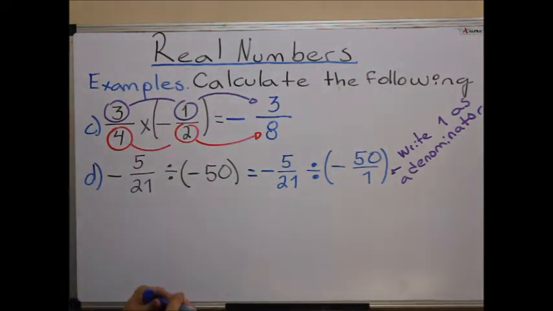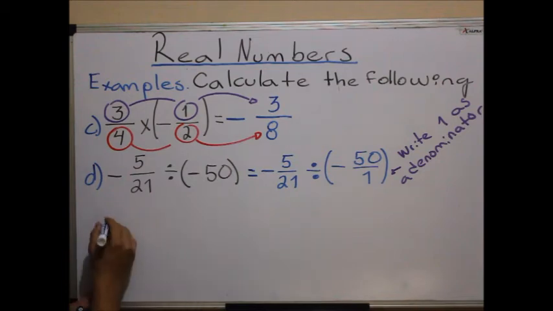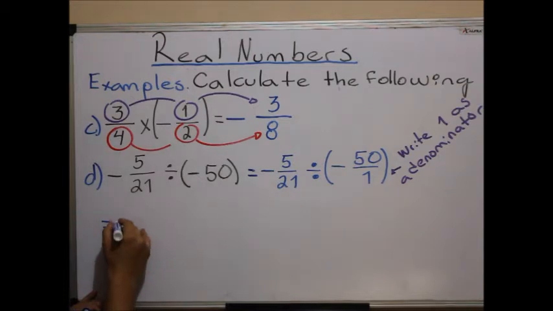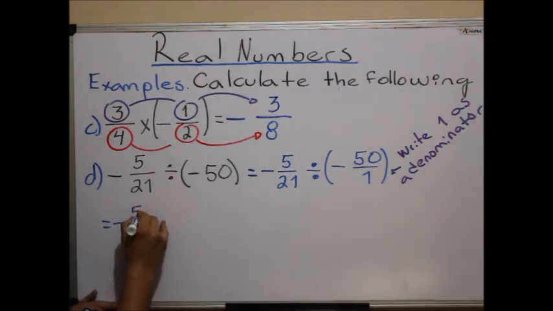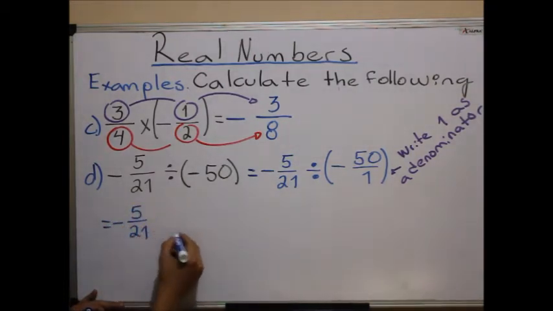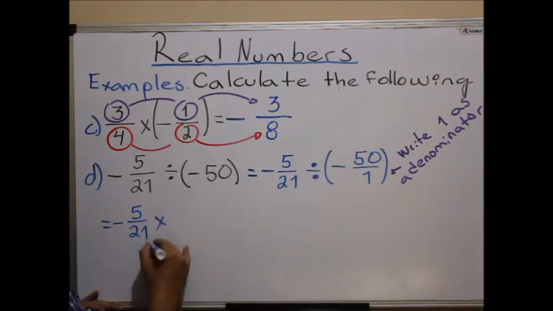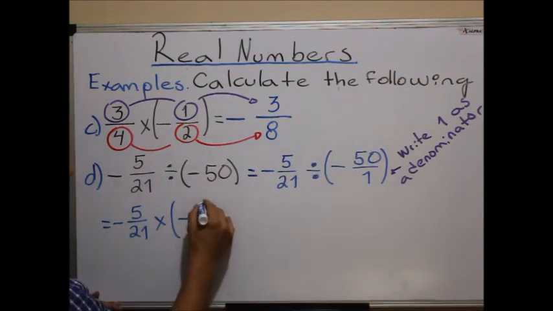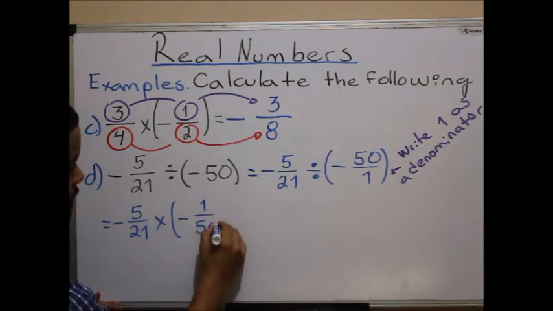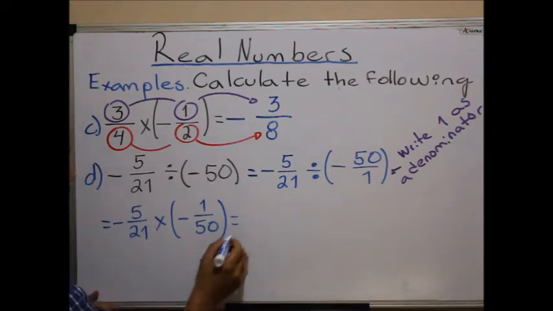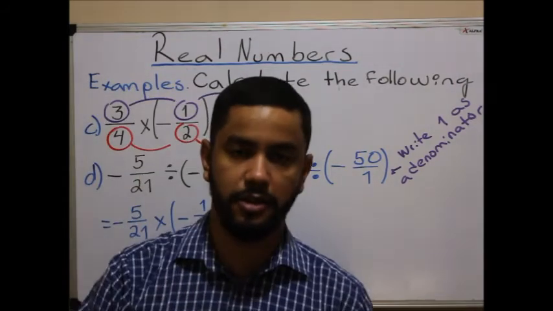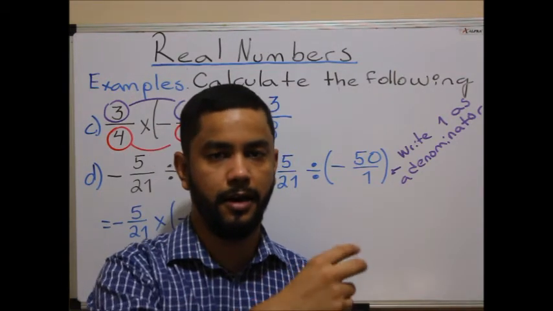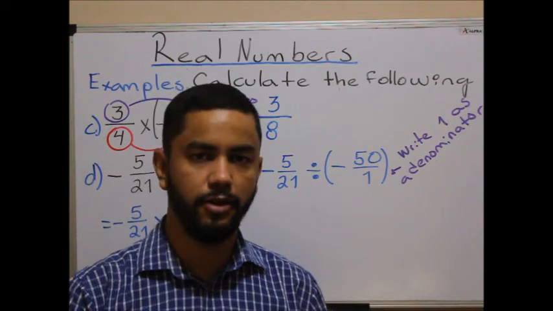Now, what will be the next step? We're going to rewrite our expression by changing that. So we're going to have here negative 5 over 21. Instead of writing division, we're going to write multiplication, and we're going to make a flip of our fraction to have 1 over 50 in that way. So we're having an easier operation because we only need to multiply both the numerators and the denominators.